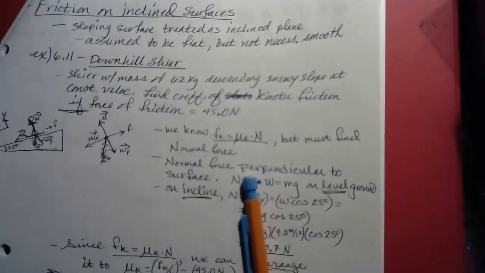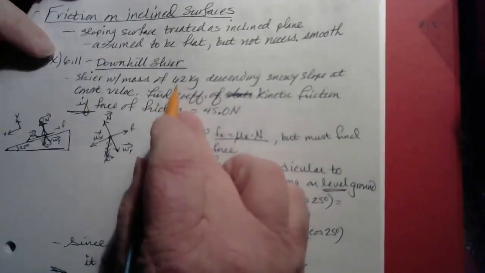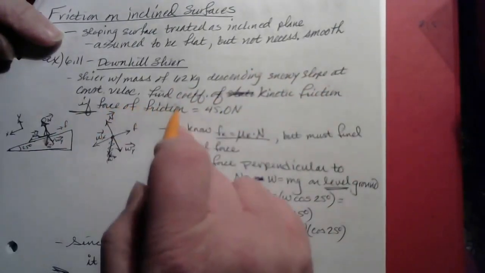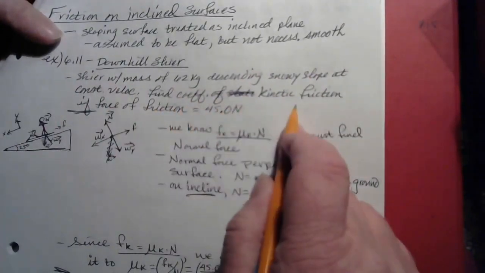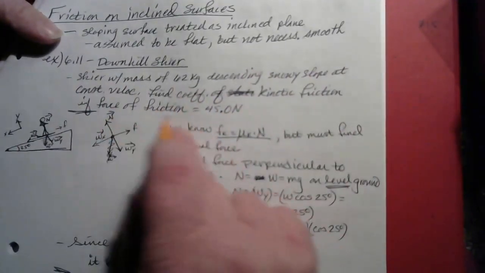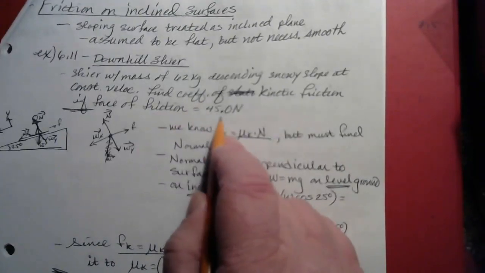In the example of a skier going downhill, we have a skier with a mass of 62 kilograms who is descending a snowy slope at a constant velocity. And what we want to do is find the coefficient of kinetic friction if the force of friction is equal to 45 newtons.